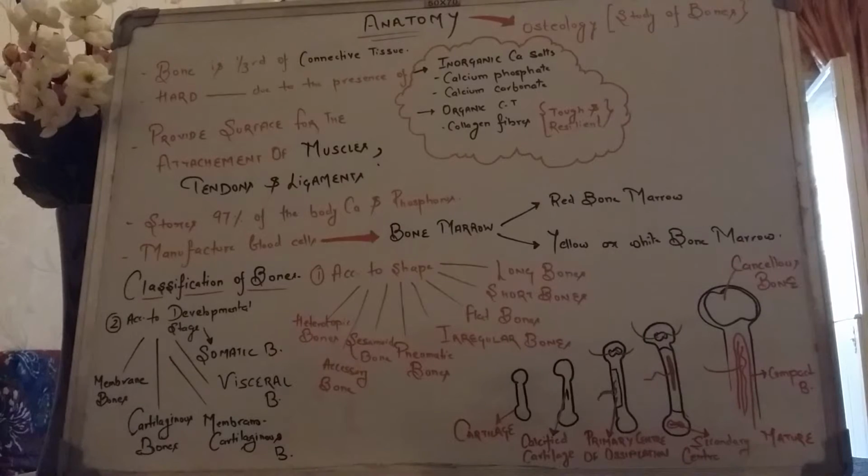Then there are the functions. The main functions of sesamoid bones are that they resist pressure, minimize friction, alter the direction of pull of the muscle, and maintain local circulation. So we have discussed the sesamoid bone. Now we'll look at the accessory bones.